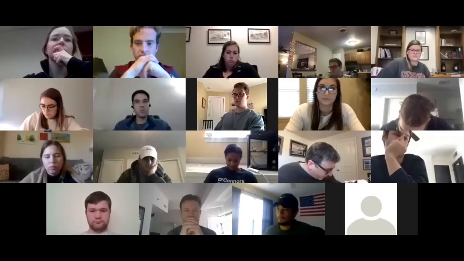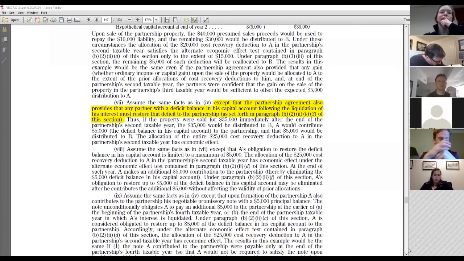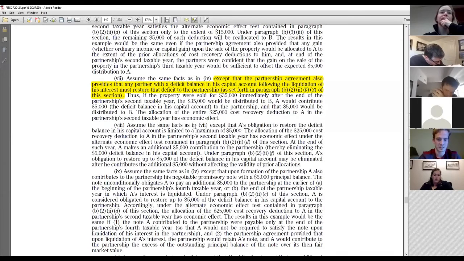Let's go to 8. In 8, now it's not an unlimited deficit restoration obligation. It's an LDRO, a limited deficit restoration obligation. A says, okay, I will restore deficits in my capital account, but only up to 5,000. Again, that's consistent with being a limited partner. I know how much I'm exposed for. I know my worst case scenario. It's what I put in and then another 5,000.